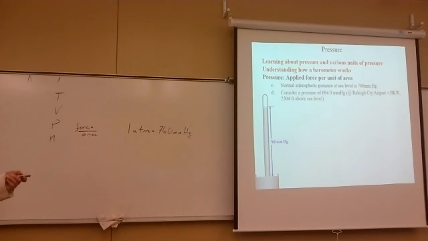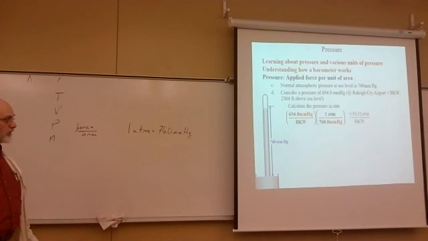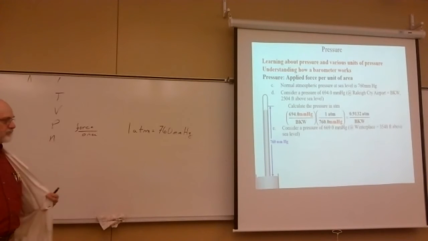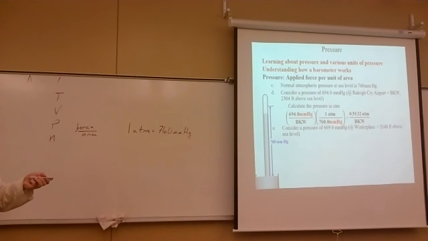So the air pressure at the Raleigh County Airport is 694 millimeters of mercury, because we're at a half mile high. So it should be less than 1 atmosphere. And we can do the conversion. We take that, use our conversion factor, and determine the pressure at the Raleigh County Airport.